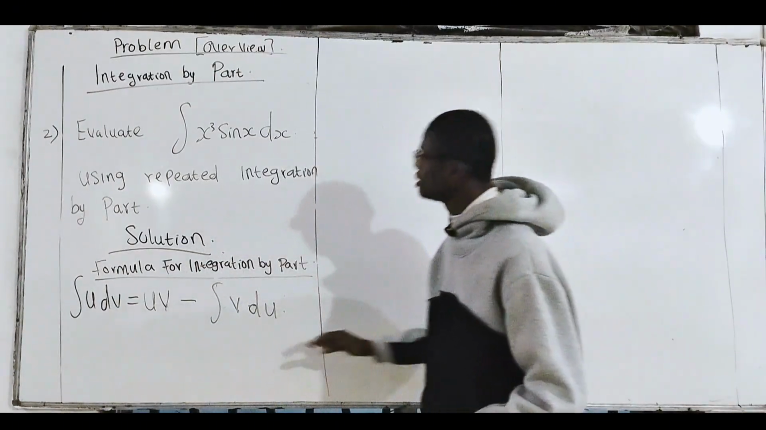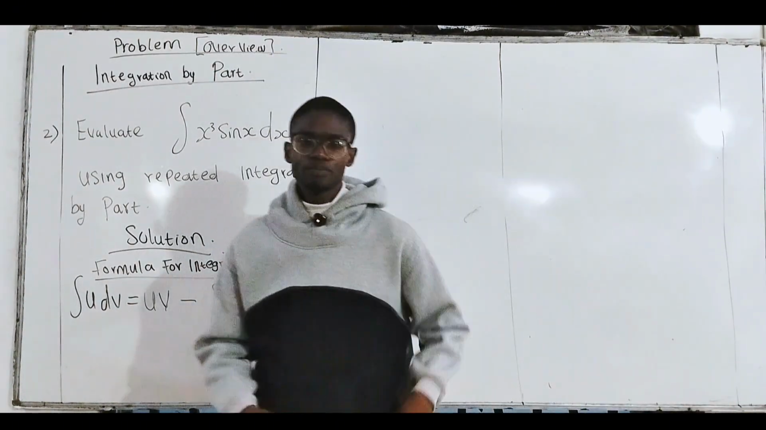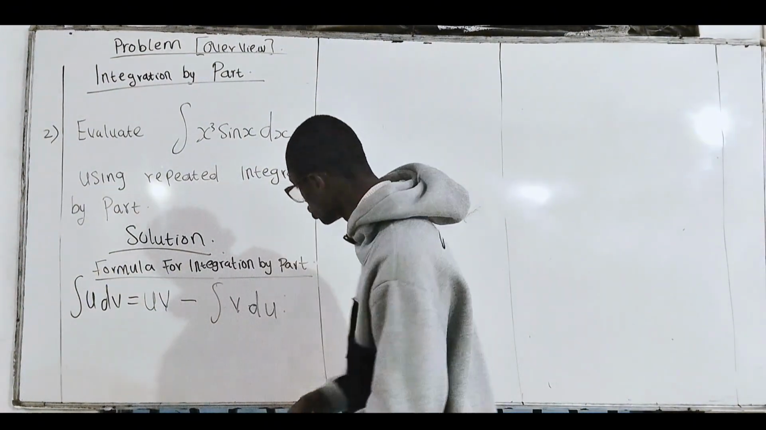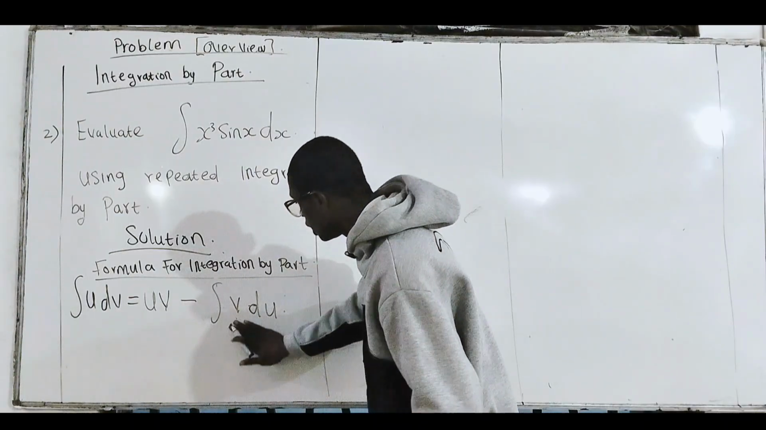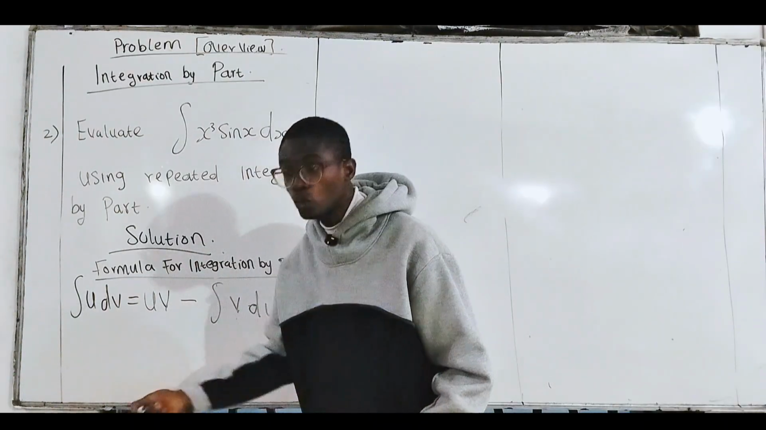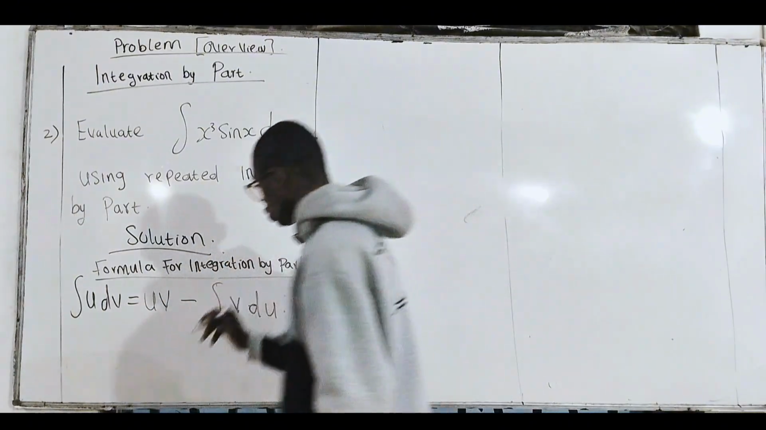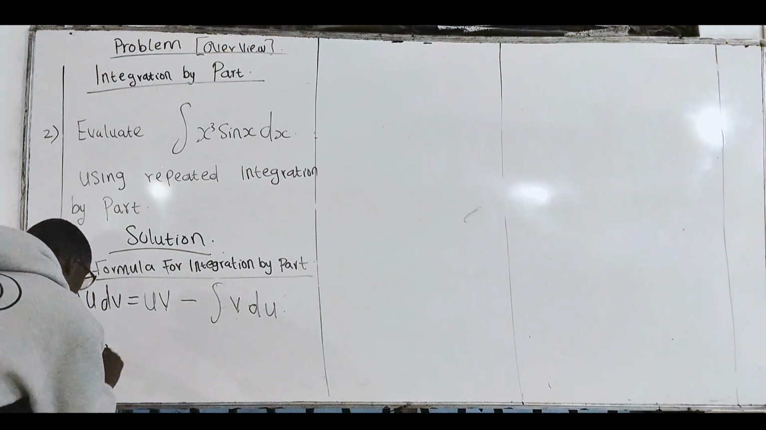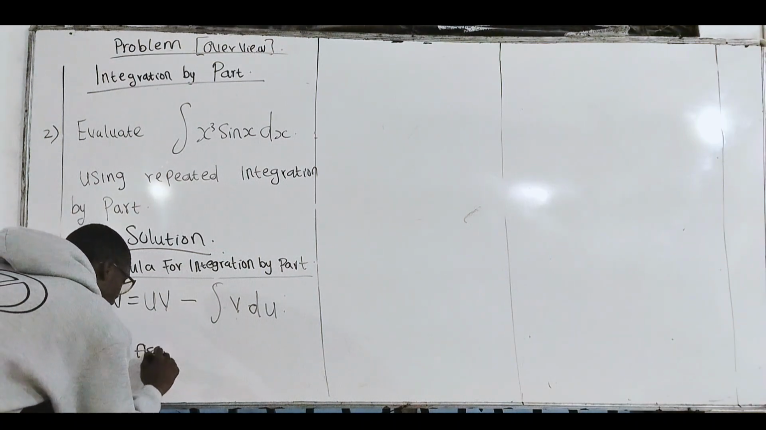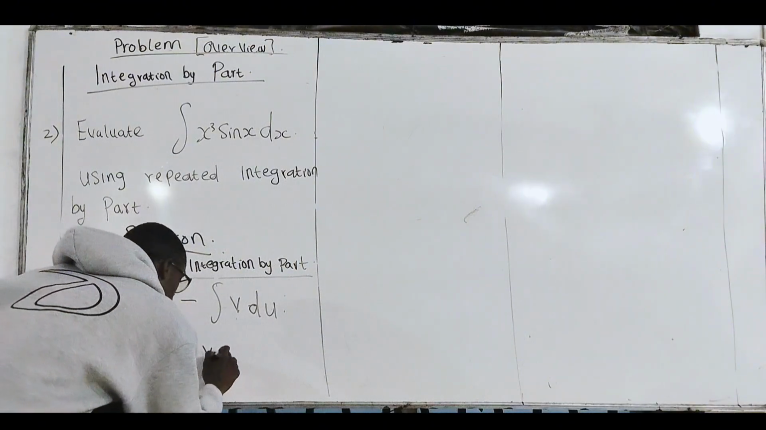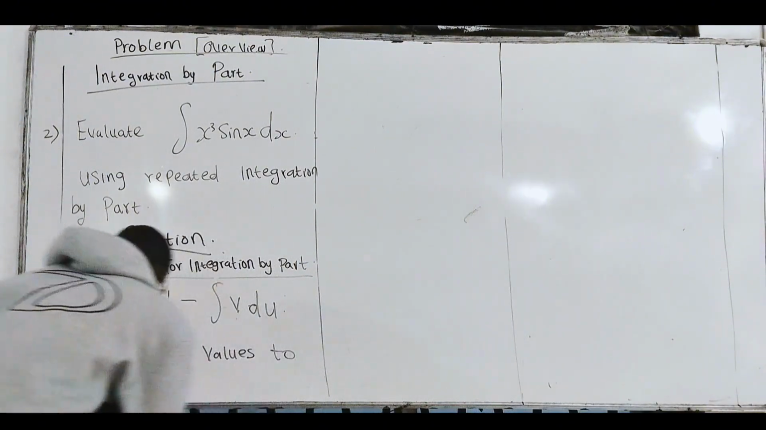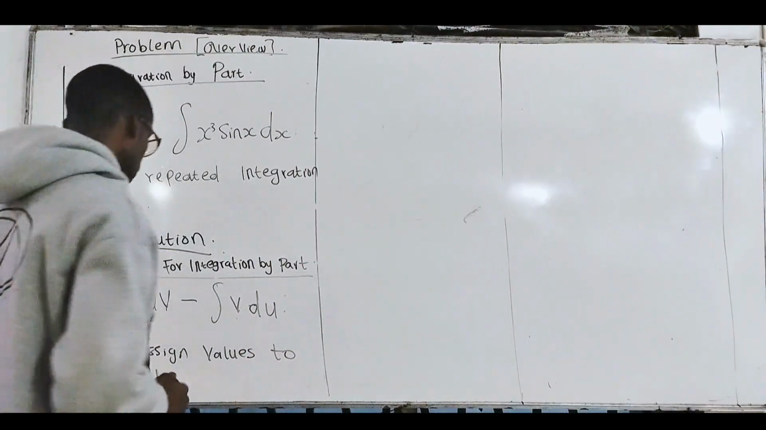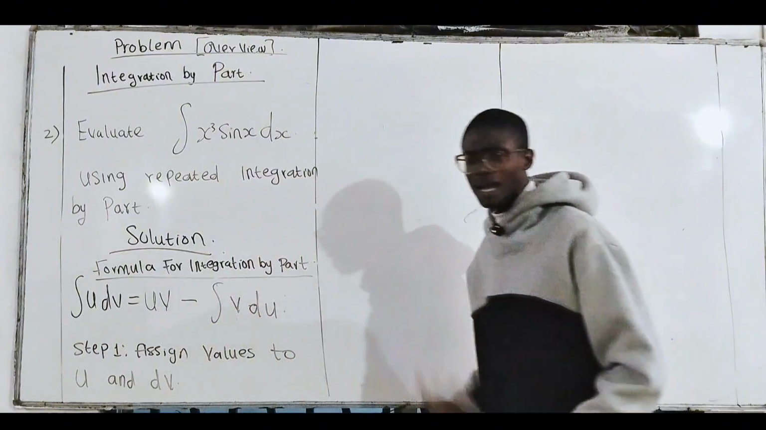Now let me show you the first step you have to take. The first step is to assign values to your u and your dv. So step one says: assign values to u and dv. Do you agree?